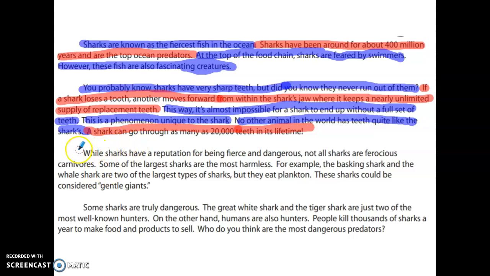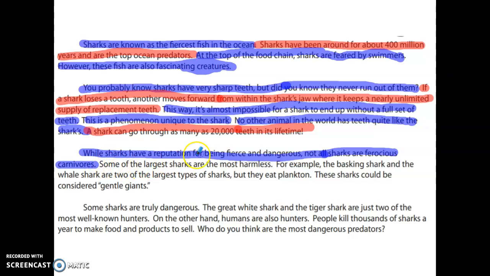Let's back up. While sharks have a reputation for being fierce and dangerous, not all sharks are ferocious carnivores. This is a true statement, but I think I can find a sentence farther in the paragraph that really focuses on the main idea. It had that introductory sentence, which introduces me to what this paragraph is going to talk about, but it's not the most important sentence from it. So I'm going to highlight that first sentence in blue as unimportant.